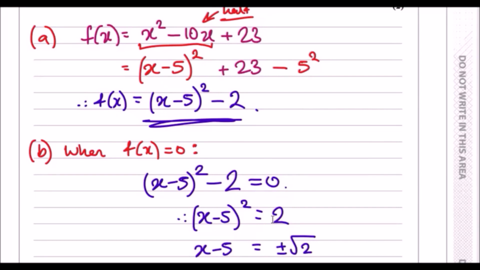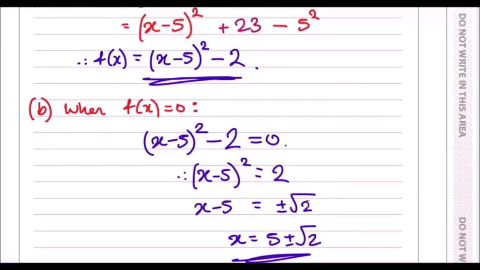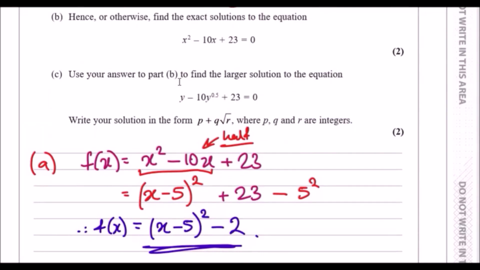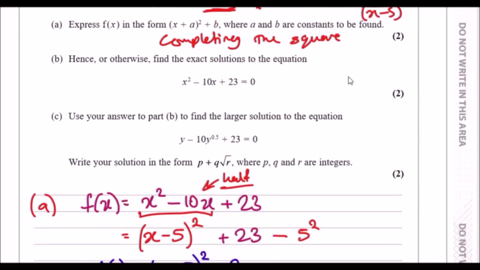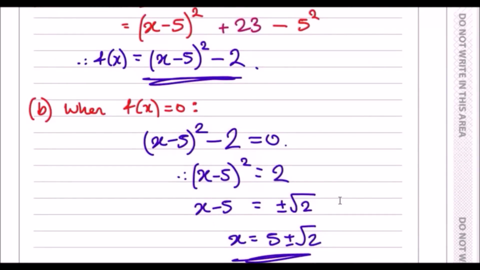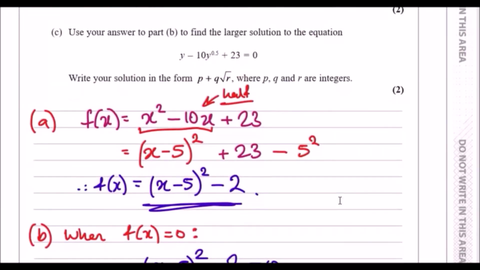So plus 2 across, like I did. Get rid of the square by square rooting, so you get plus minus root 2. And finally plus 5 across. Done. So you should get 5 plus minus root 2. They said find the exact solution, so they want the plus minus result. That's it. Not much to say there.